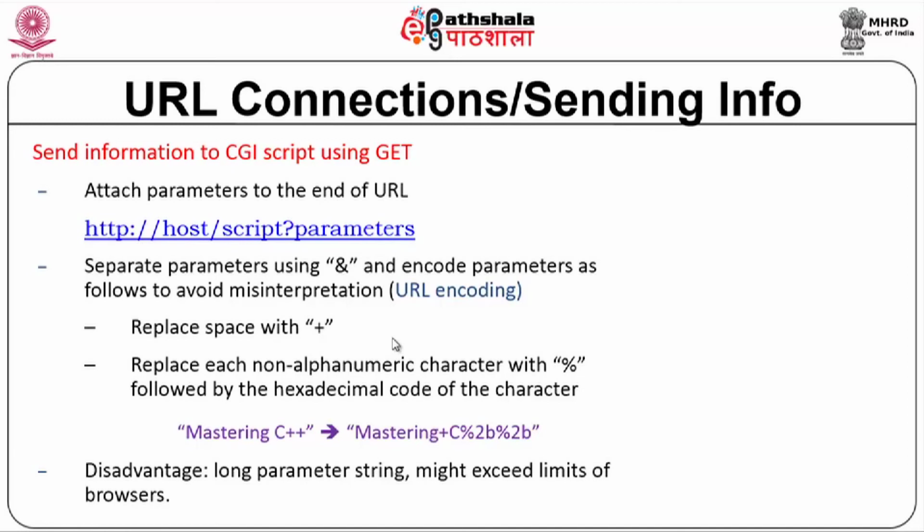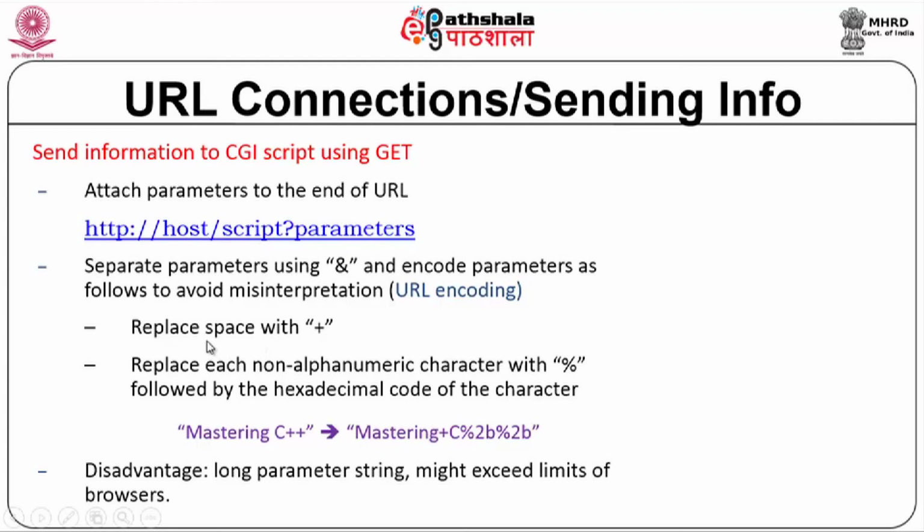So, you can use a POST method where the information would be added to the page header, and that would be sent to the server. Now, when these parameters are attached, we can separate the parameters. How are the parameters separated? It is separated using an ampersand symbol, and these parameters would be encoded in order to avoid misinterpretation. So, normally it uses a URL encoding like this.